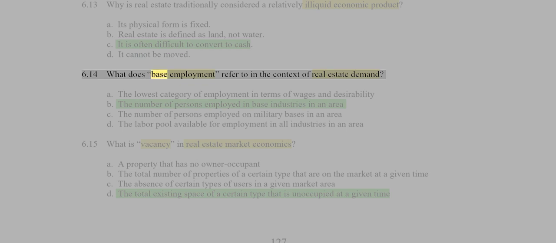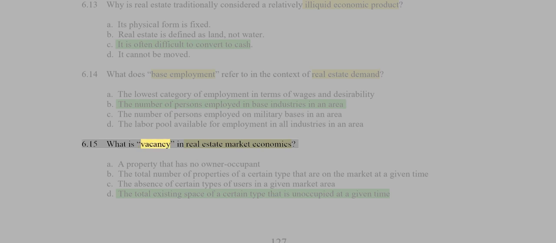6.14. What does base employment refer to in the context of real estate demand? A. The lowest category of employment in terms of wages and desirability. B. The number of persons employed in base industries in an area. C. The number of persons employed on military bases in an area. D. The labor pool available for employment in all industries in an area.